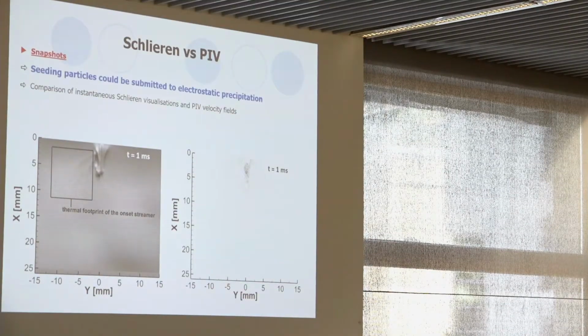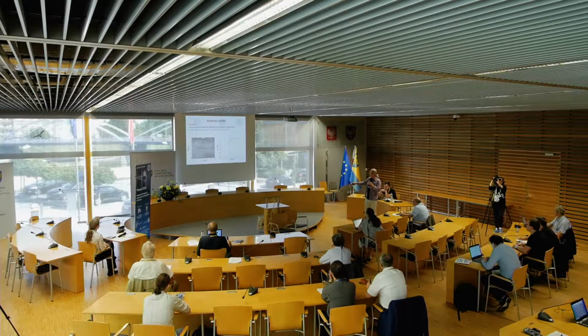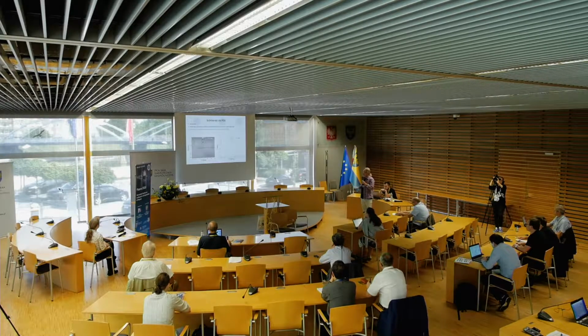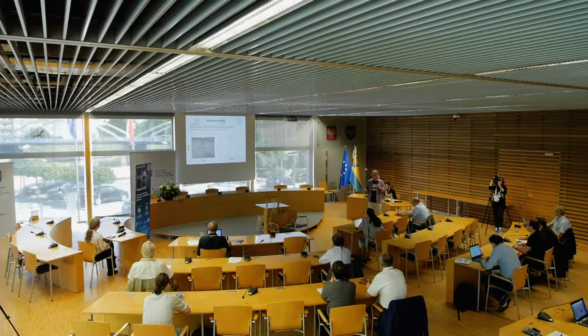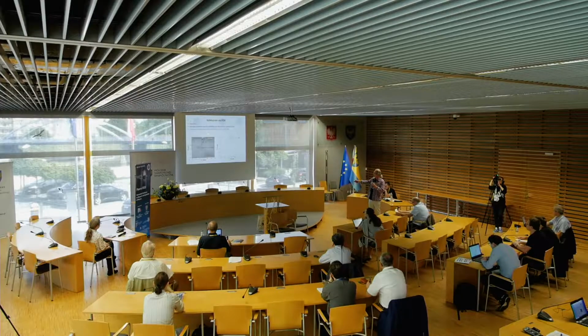So in order to confirm that the flow we observe with the PIV technique is relevant, we compared PIV with Schlieren visualization, which is a technique that does not require seeding particles. Here we have the view at 1 millisecond with the Schlieren technique, and here with the PIV technique, and we can see that they are rather similar. That shows that when using PIV, particles follow the ionic wind trajectory well, when these particles are well chosen, of course.